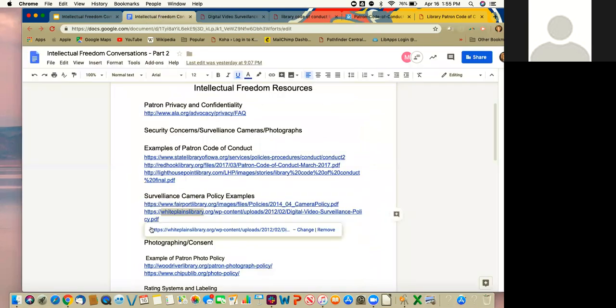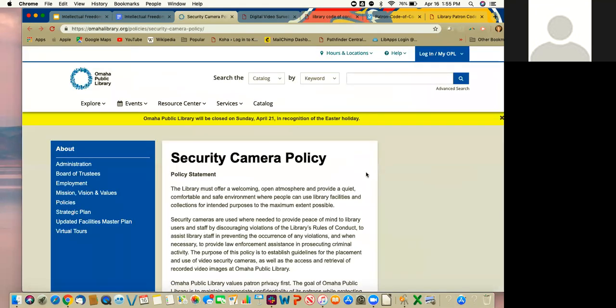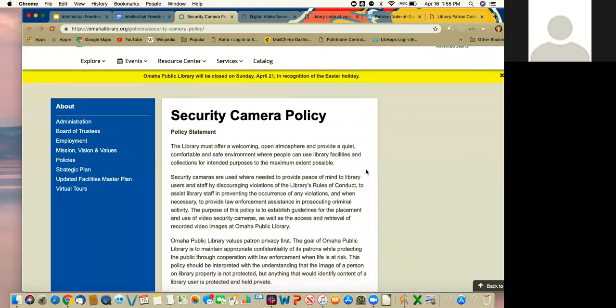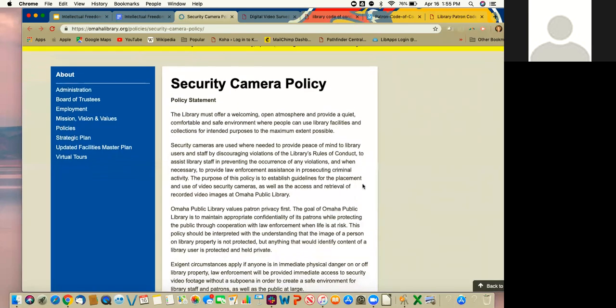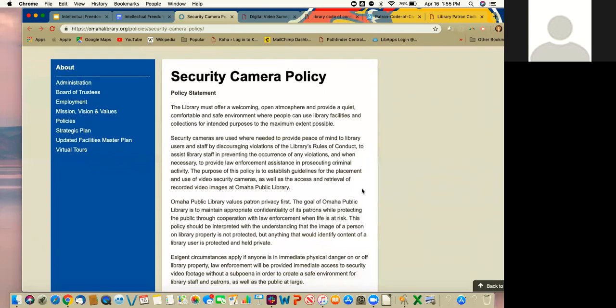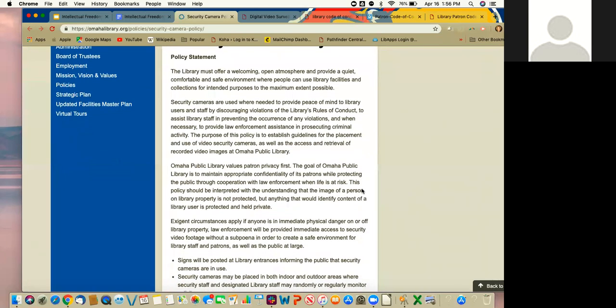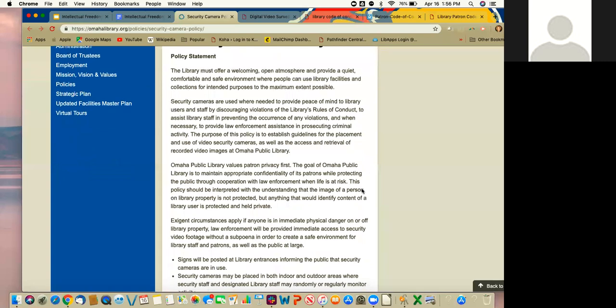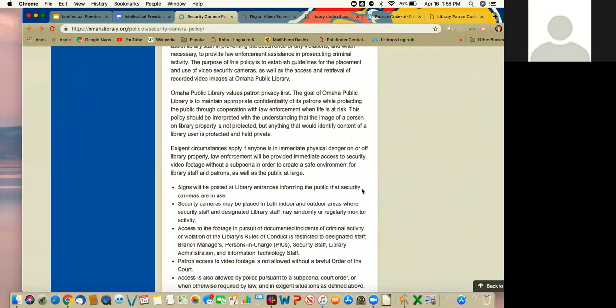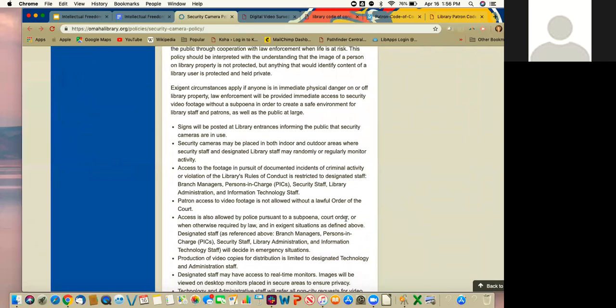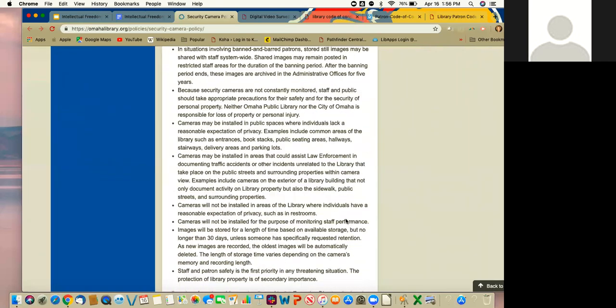We got one more, and this one was for Omaha. So, a big branch system, of course, but I like this one in its scope. It talks about why they have the cameras, so to provide peace of mind to library users and staff, to discourage violations of the library's rules of conduct. So going back to what we talked about earlier, talks about their signage, etc. Really good policy.